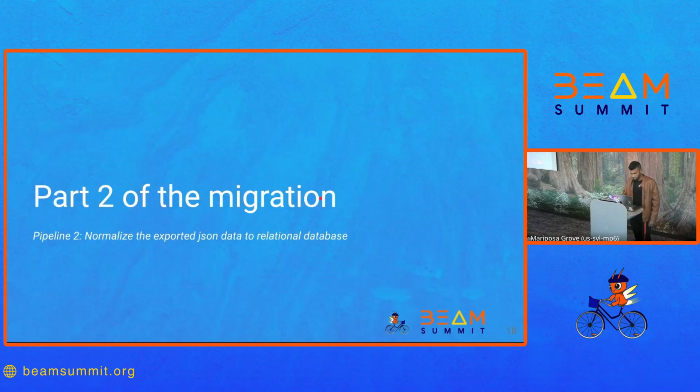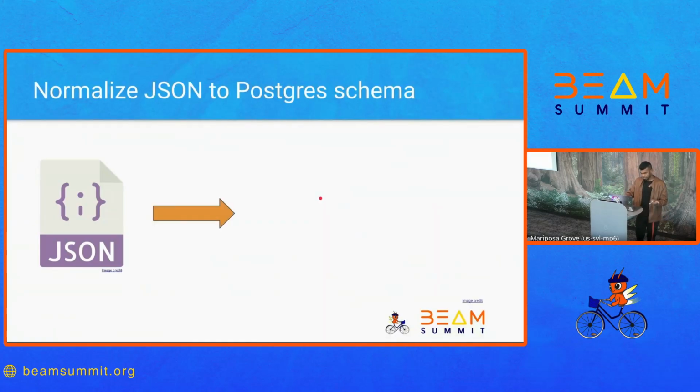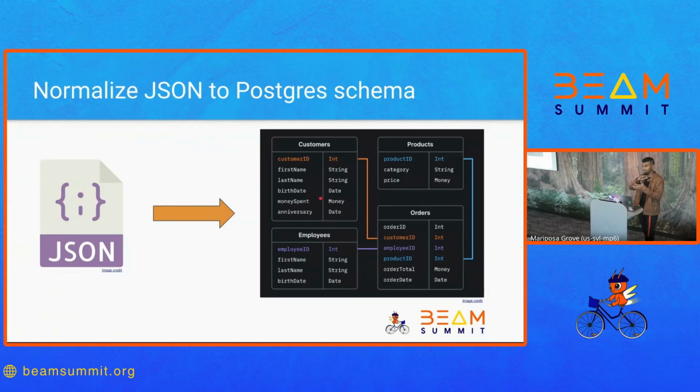But moving on, which brings us to the second part of the migration, which is how do we get all this JSON into the Postgres instance, right? Basically, we need to normalize all these JSONs. So that's a really interesting part of this pipeline, because it's not a straightforward migration. This is where the migration problem becomes a data ingestion problem.